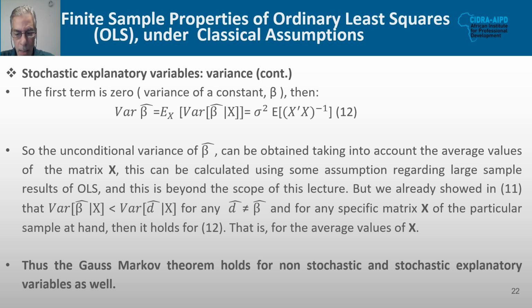But as we have already shown, the OLS estimator is the estimator with minimum variance in the class of linear and unbiased estimators. So the variance of beta hat given X is going to be less than the variance of any other estimator like d hat given X, for any X. So if it holds for any X, it holds for equation 12, that is, for the average values of X. Thus, the Gauss-Markov theorem holds for stochastic and non-stochastic regressors as well.